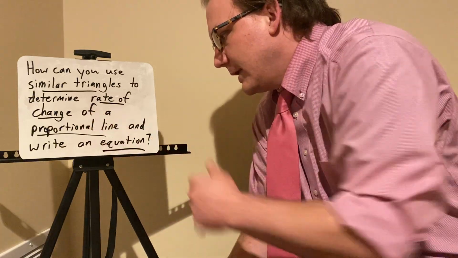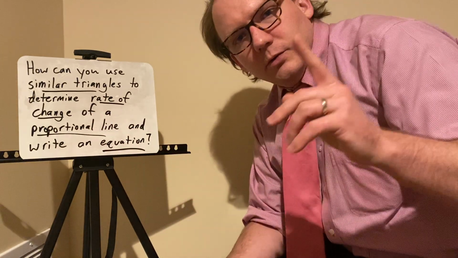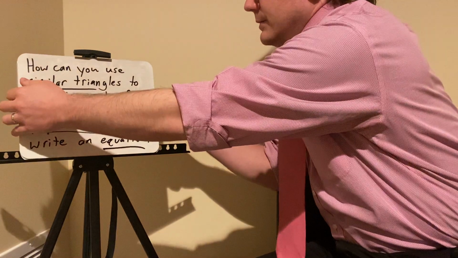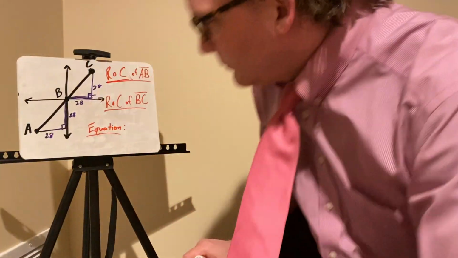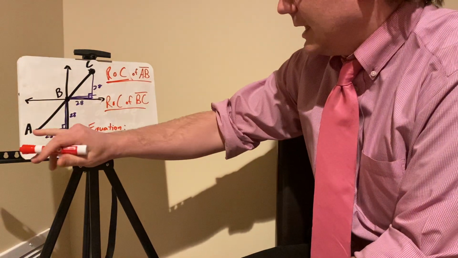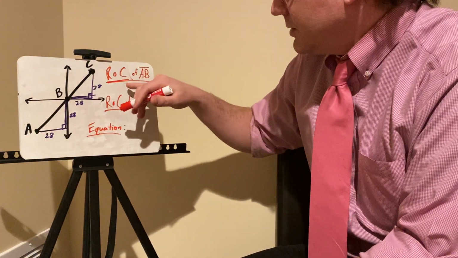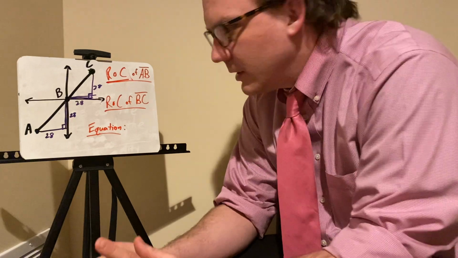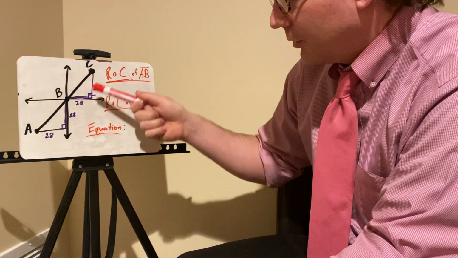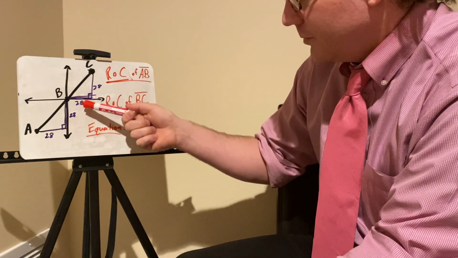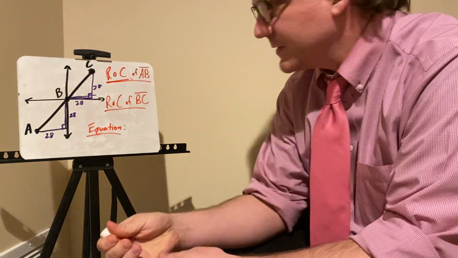We talked about that more in the last video. And an equation, I'm going to write some of those. So let's get into practice here. All right, so we have this line AC. ROC is your rate of change, or your slope. And I have these two triangles that are actually congruent.